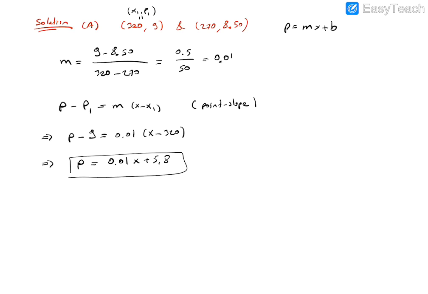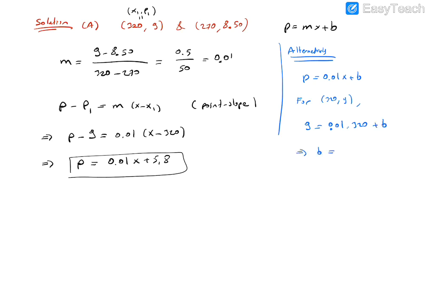As an alternative way, you can verify for this point. You know the M. So P equals 0.01x plus B, for the point 320, 9. And the price is $9, 0.01. Instead of text, you should write the 320. Actually, I wrote a comma here, but your textbook used the point. Okay, times 320 plus B. So from here, you can find the B value.